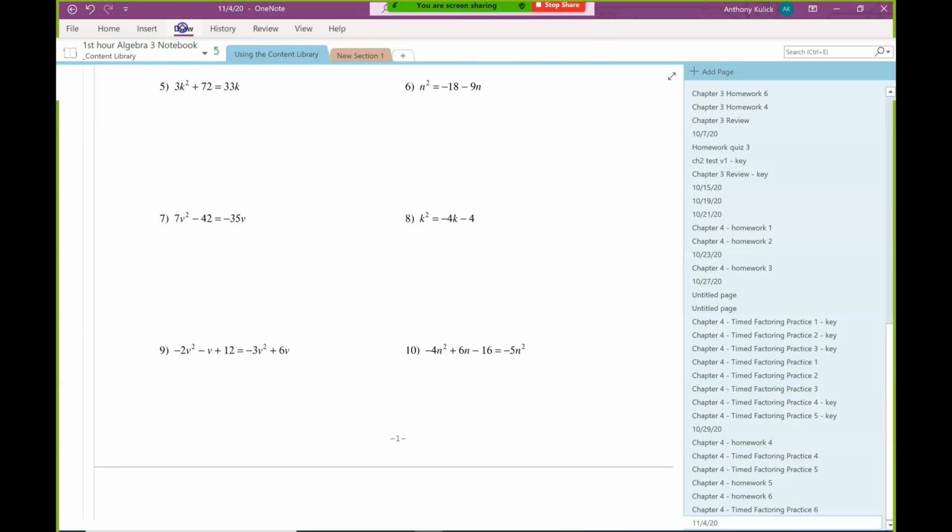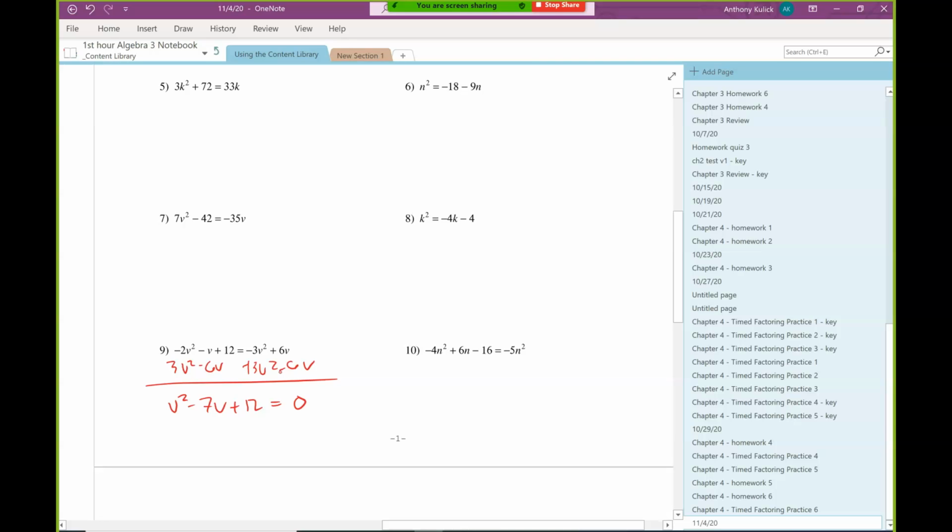So the first thing I'm going to do on number 9 is get everything onto one side so that it's equal to 0. Remember that if we're solving by factoring, we're going to rely on the zero product property. So whatever we factor has to be equal to 0 in order to use that property. So add 3v squared to both sides, and then subtract 6v from both sides. That'll give me v squared minus 7v plus 12 equal to 0.